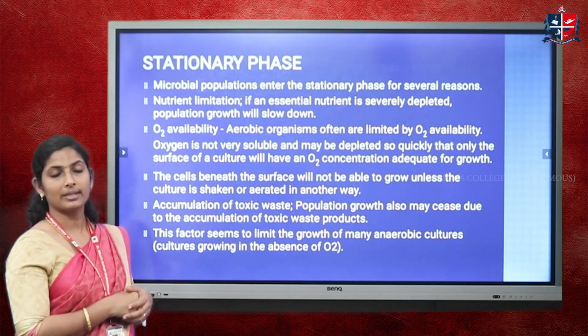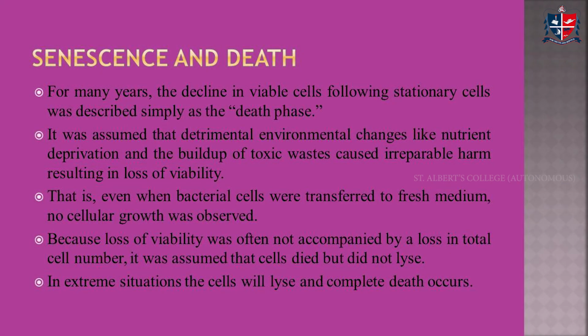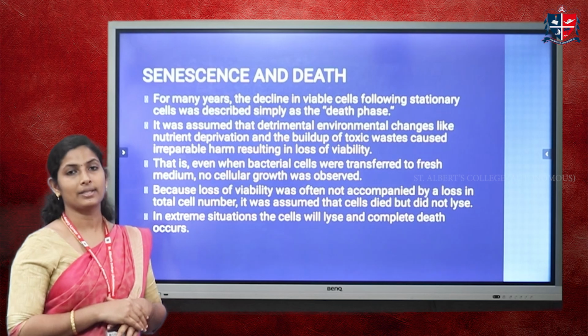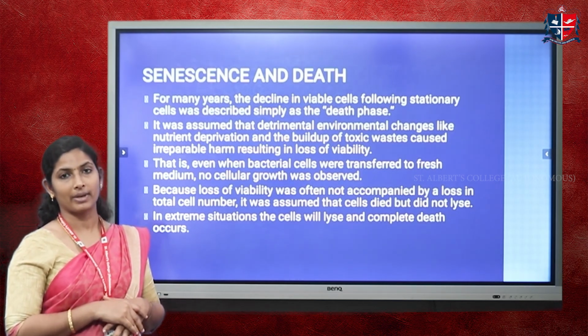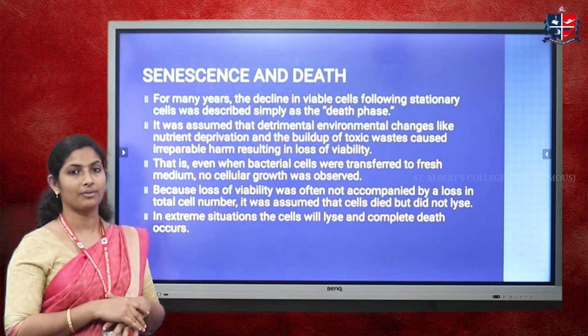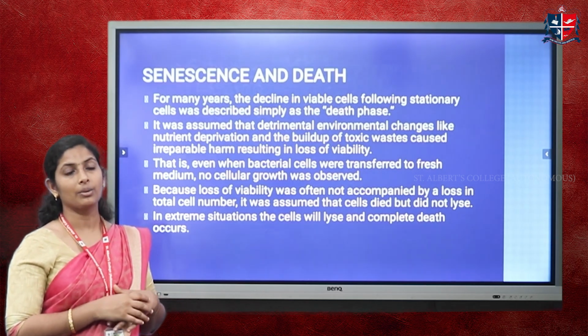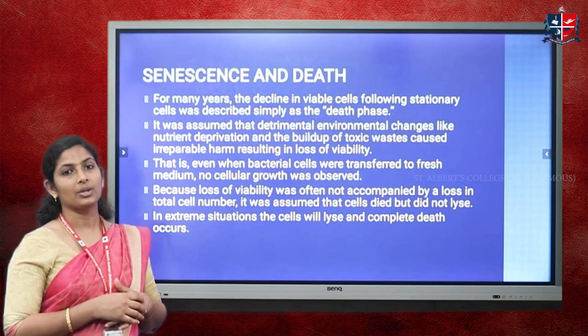So these are the various reasons why there is a stationary phase. And stationary phase is followed by the senescence phase or death phase. The senescence or death phase is characterized by a decline in the number of dividing cells. Here no new cells are formed by division, but they are in a condition in which they are metabolically active, but not dividing.